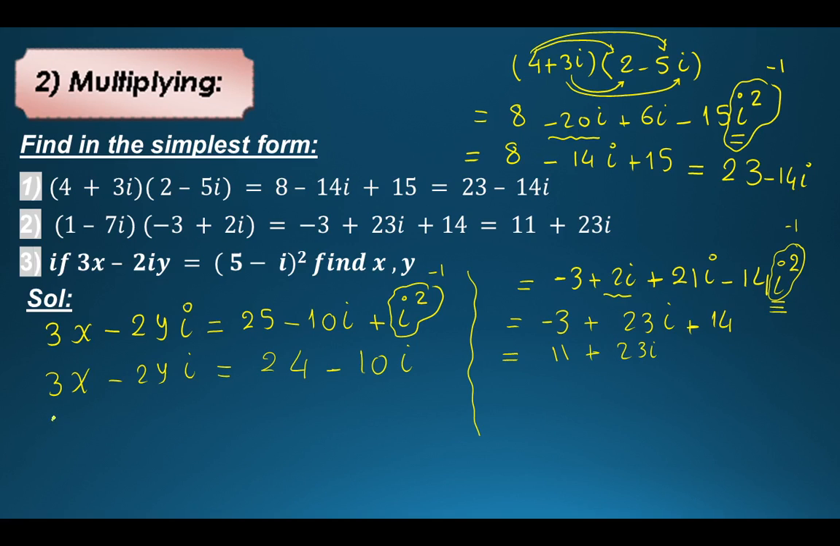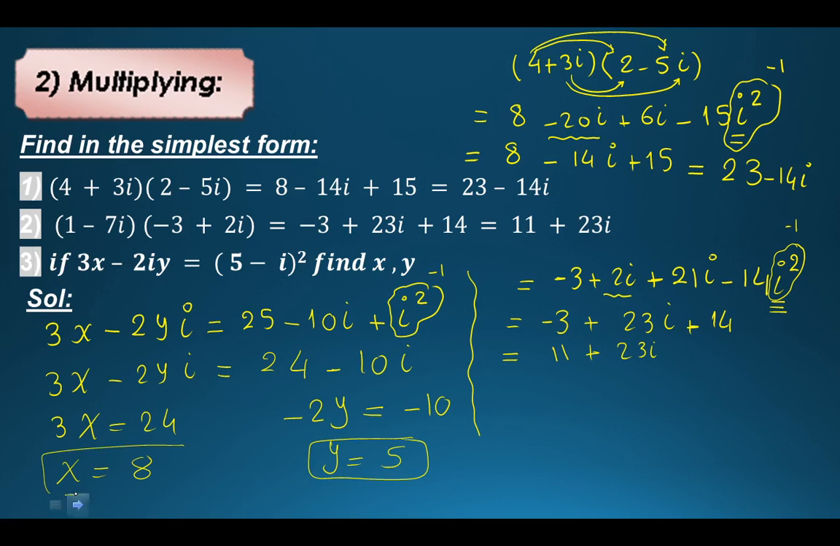Okay? Here we have a complex number equal to another complex number. So the real part will be equal to the real part: 3x equals 24. The imaginary part, negative 2y, will equal the imaginary part, which is negative 10. 3x equals 24, so x will be equal to 8. Negative 2y equals negative 10, so when we divide by negative 2, y will be equal to 5. So here x equals 8 and y equals 5. And you can solve it again by using the PowerPoint. You can solve it by yourself.